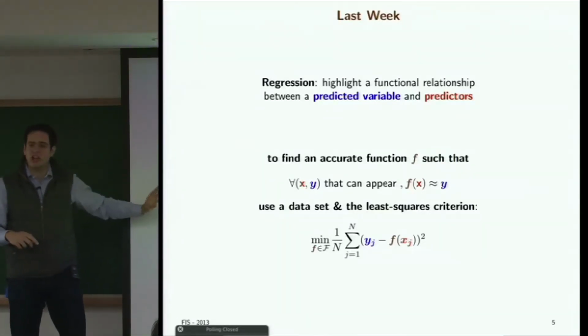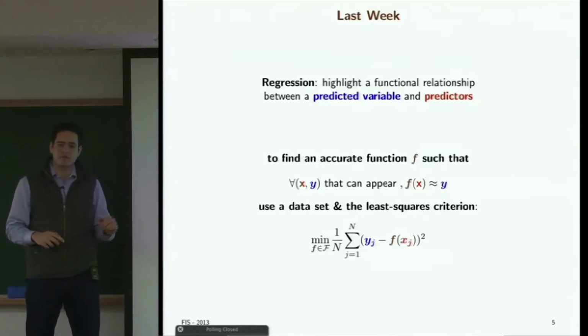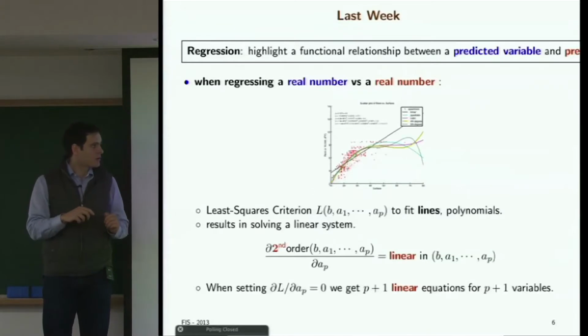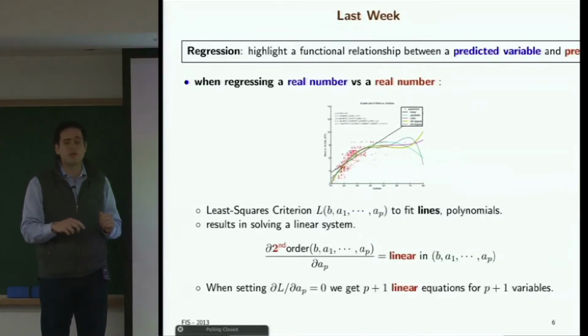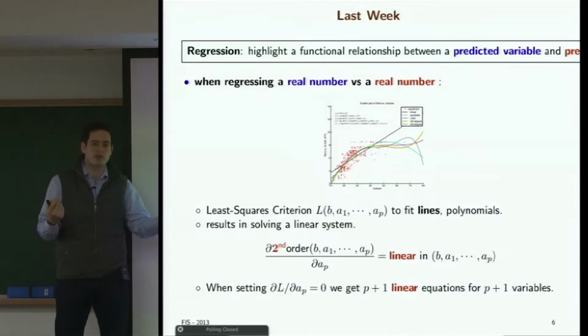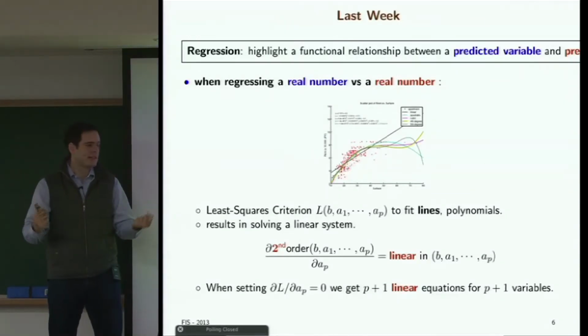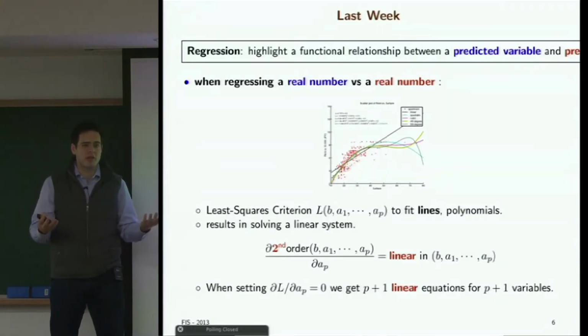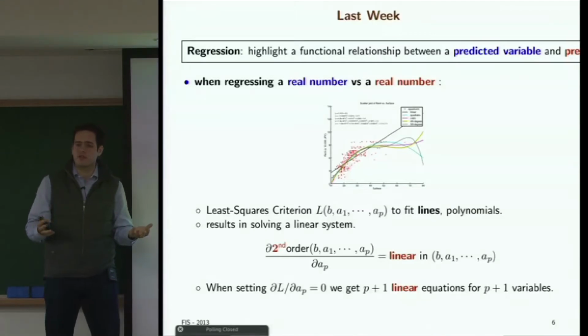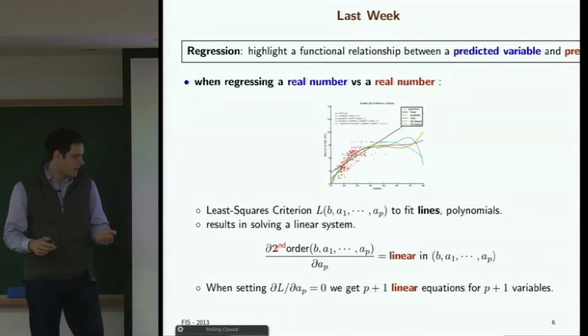If you adopt this framework, then we saw that if you want to regress a real number versus a real number, that is, your observations x are just one number and y is one number, we took the example of the surface of an apartment versus its rent. This is just a very simple regression of one variable versus the other.